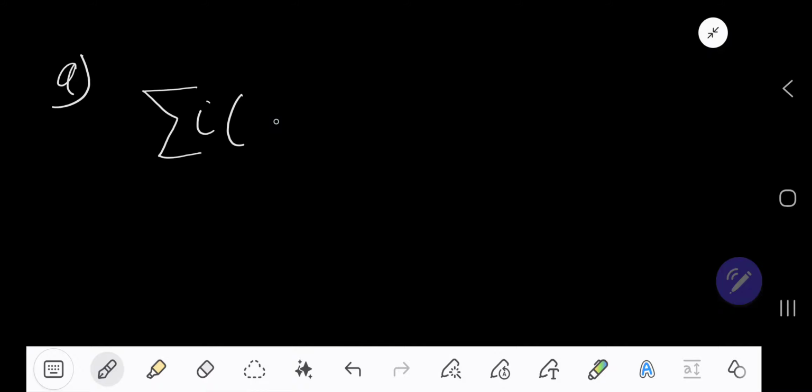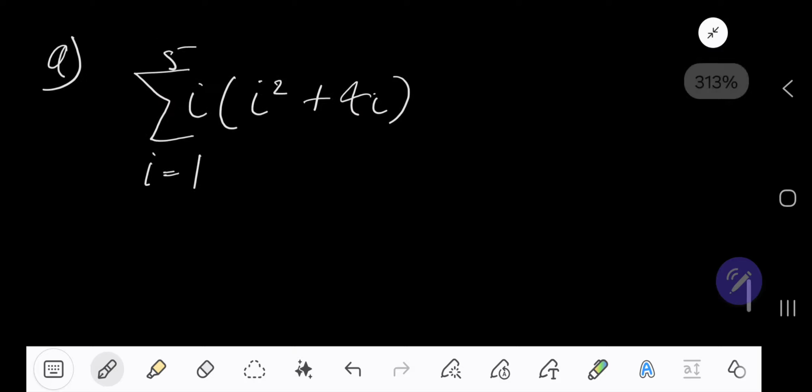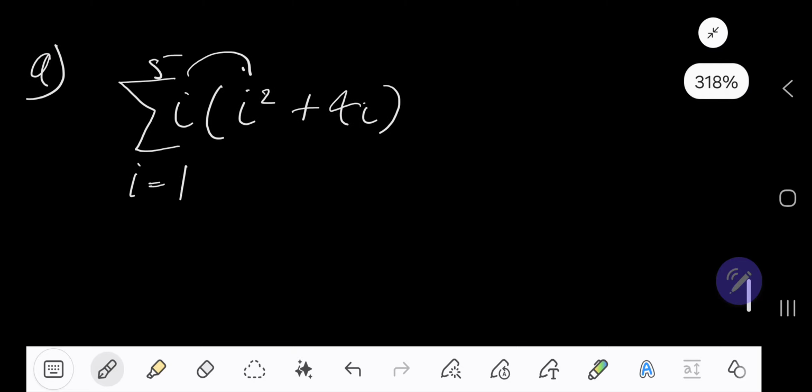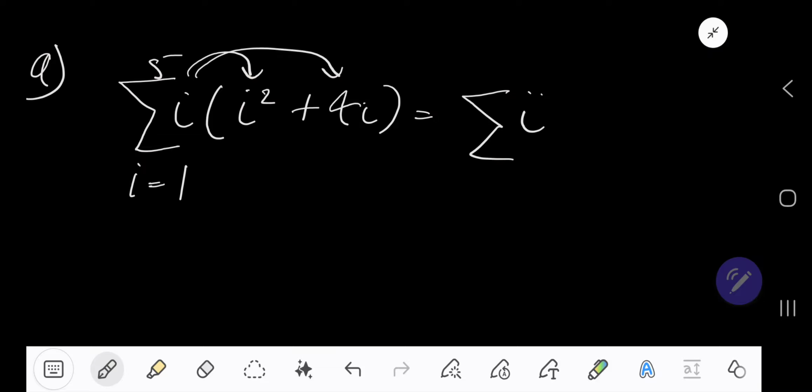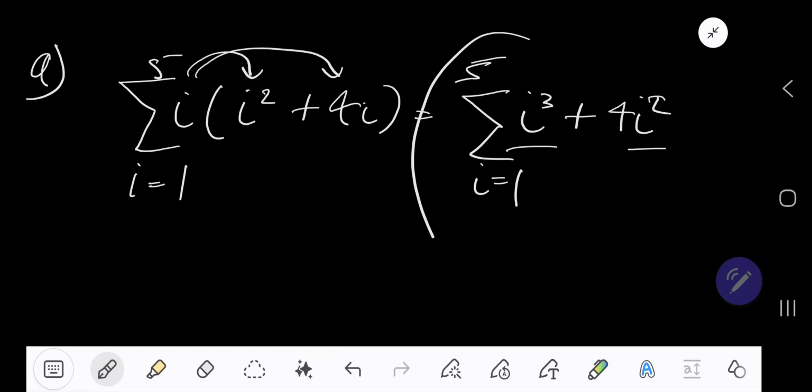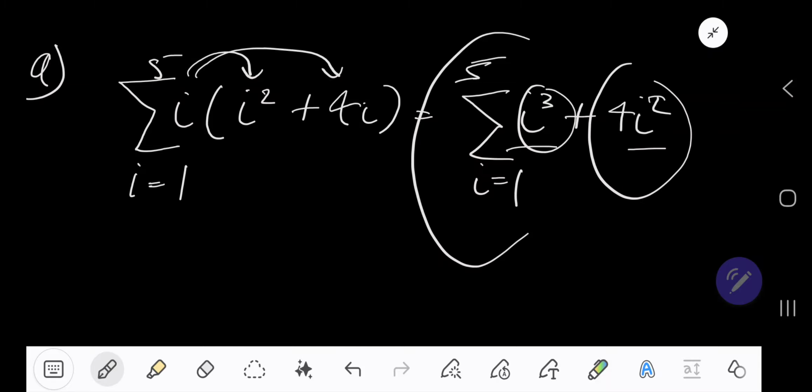Find the summation of i times i square plus 4i from i equals 1 to say 5. What would this be? Alright, so first you distribute the i. So this would be equal to the summation of i cube plus 4i square, i equals 1 to 5. We know the formula for i cube and i square, and we also know the sum rule, so we can separate these two summations.